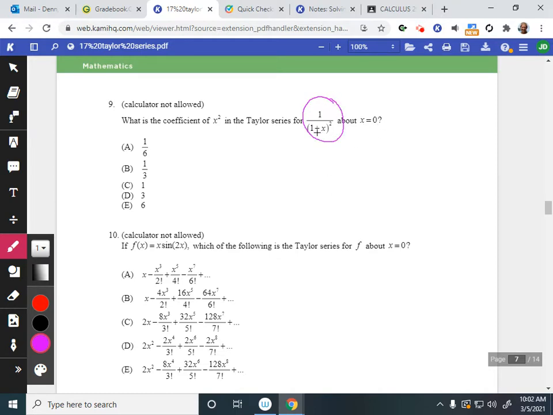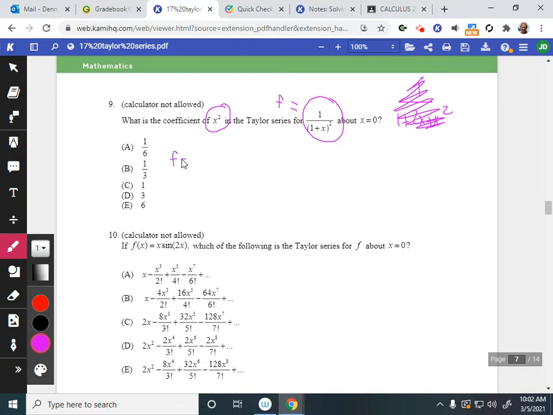So notice this is not a geometric series that I can substitute into, because this bottom is really 1 over 1 plus 2x plus x squared. This is not a geometric series. Cannot use geometric series for this. I'm going to have to construct it from scratch. I only have to go to the x squared term, so I only need the second derivative. So this is the function.